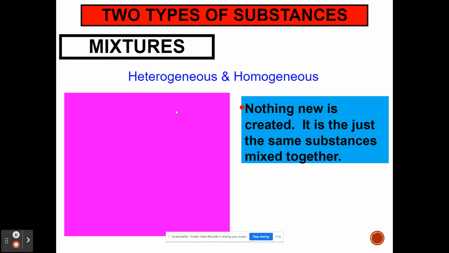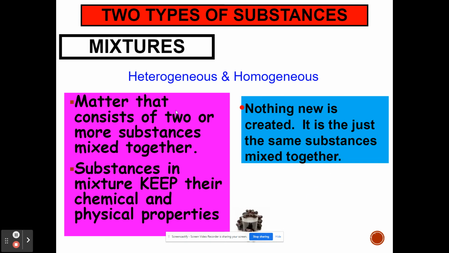Okay, so now we get into mixtures. And so mixtures are either heterogeneous or homogeneous. And so what a mixture is, it's 2 or more substances that are mixed together.